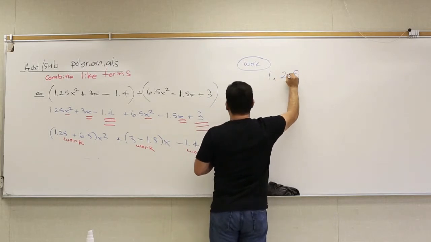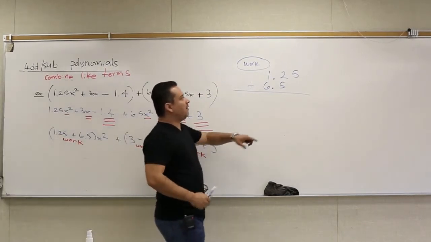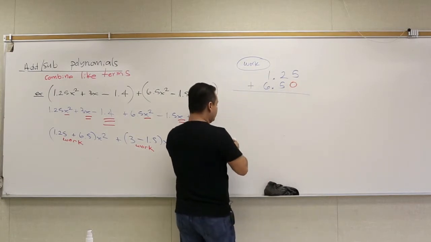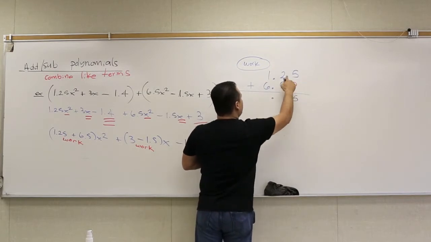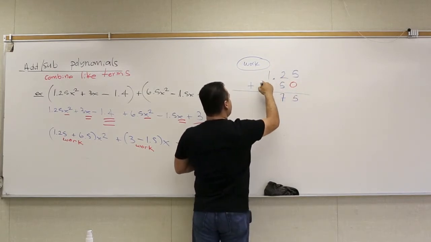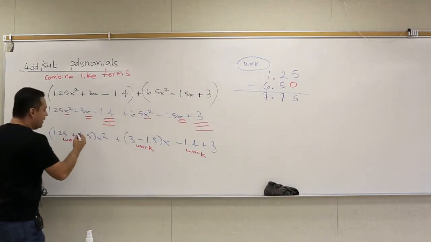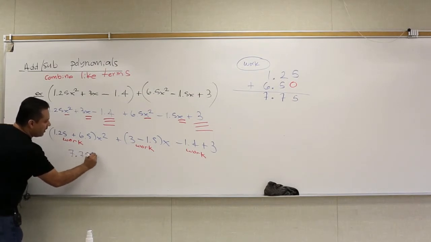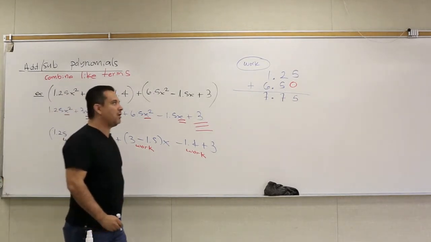Good. 1.25. So good. You line up your decimals, right? Now, if there's a blank space, what do you put? Put a 0. So what's 5 plus 0? 5. What's 2 plus 5? 7. 1 plus 6? 7.75. So this is going to be 7 point what? 75x squared. And then what's the algorithm for subtraction?